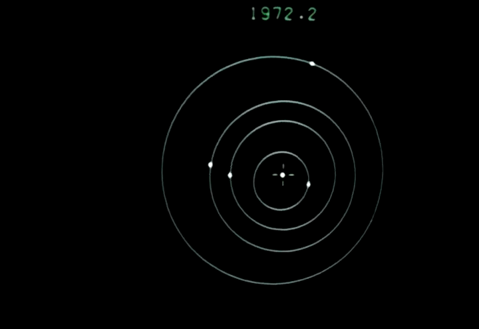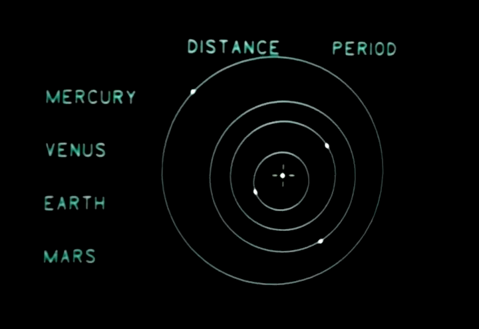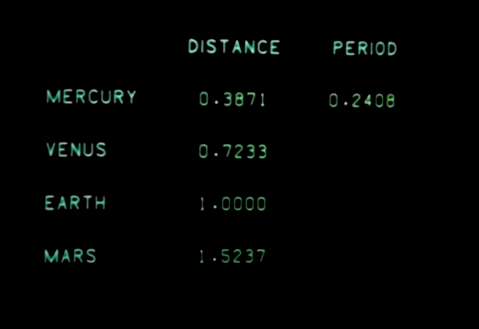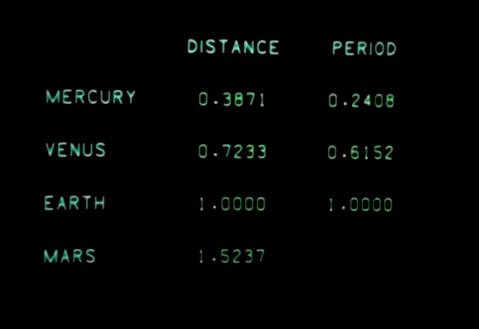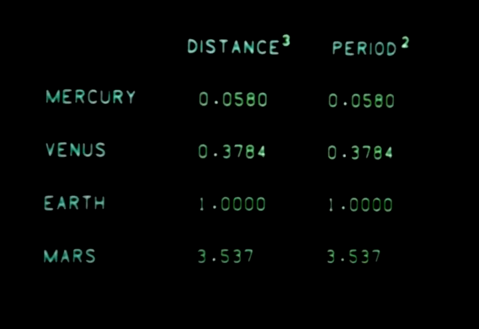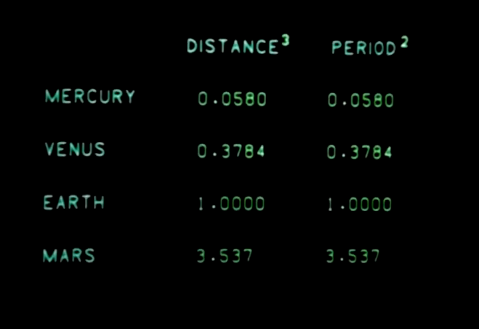The third law specifies a mathematical relationship between the period of a planet and its average distance from the Sun. The distances from the Sun are in astronomical units. The periods are in years. The third law says that the distance cubed equals the period squared. Let's check this law. Yes, for each of the first 4 planets, the numbers agree to 4 figures.